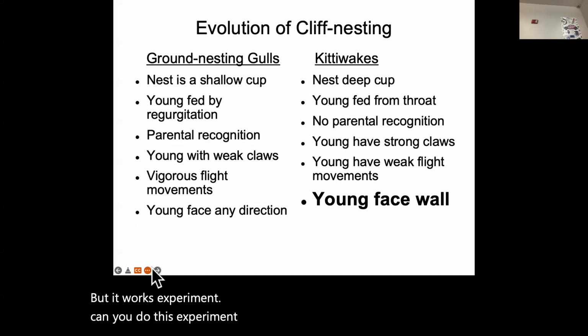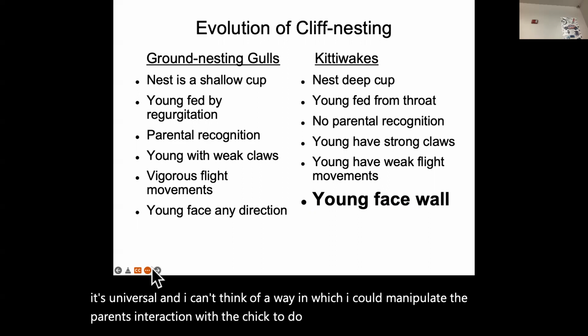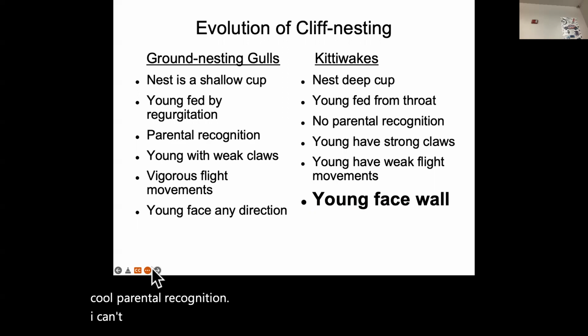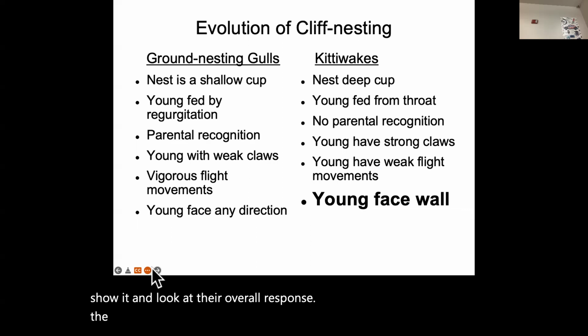Fed directly by throat. You might be more creative than me, but I can't think of a way to do it. It's universal, and I can't think of a way in which I could manipulate the parents' interaction with the chick. So it's kind of beyond our control to study, unless you come up with something to tell me. That'd be cool. Parental recognition, I can't see how we could do an experiment there, because if they don't show it, there's no variation. So it's not like you can get some to show it, some not show it, and look at their overall response.